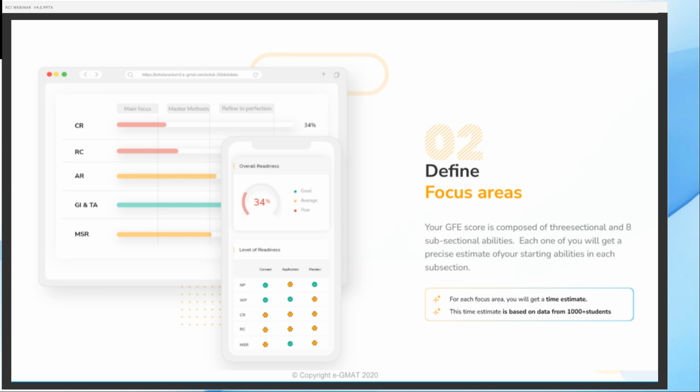One of the core inputs that goes into your study plan is your starting abilities, so you need to take a Sigma X mock or an official mock to get your starting abilities in CR and RC, not just at the verbal level, as well as in arithmetic and algebra. And in DI, if you're taking the GFE, you also want to know your abilities in MSR, data sufficiency, GI and TA, as well as two-part analysis. If you have your starting abilities, you really know where you are, how much effort you need to put in, and where.